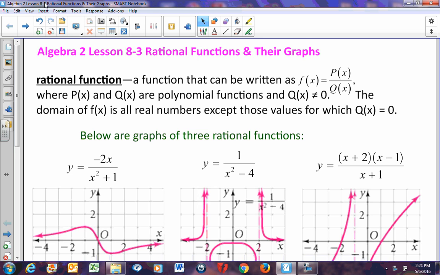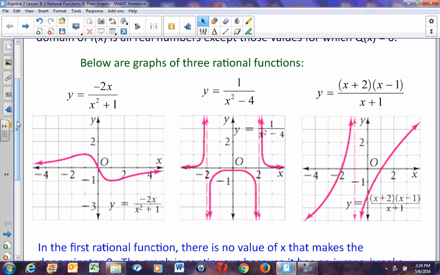Here I have 3 examples of rational functions. We have y equals negative 2x over x squared plus 1, which looks like the graph that you see there. We have y equals 1 over x squared minus 4, and there's its subsequent graph. And then we have y equals x plus 2 times x minus 1 all over x plus 1, and there's the graph of that equation.